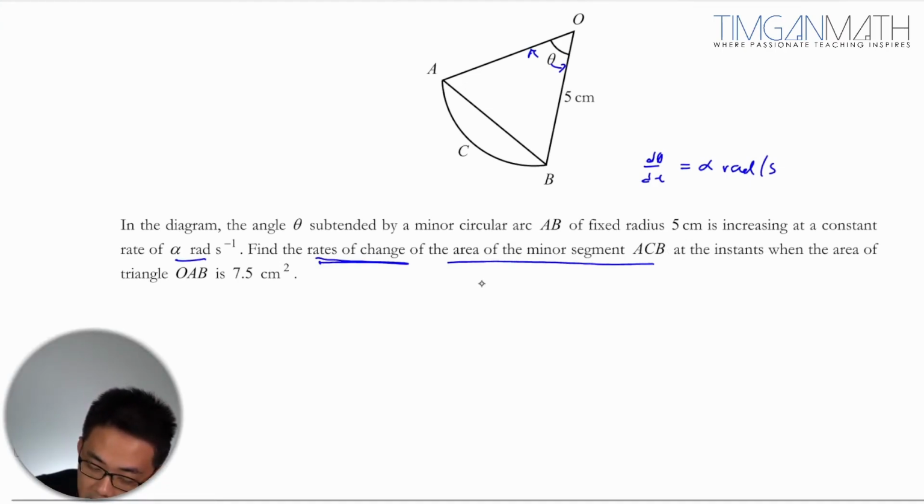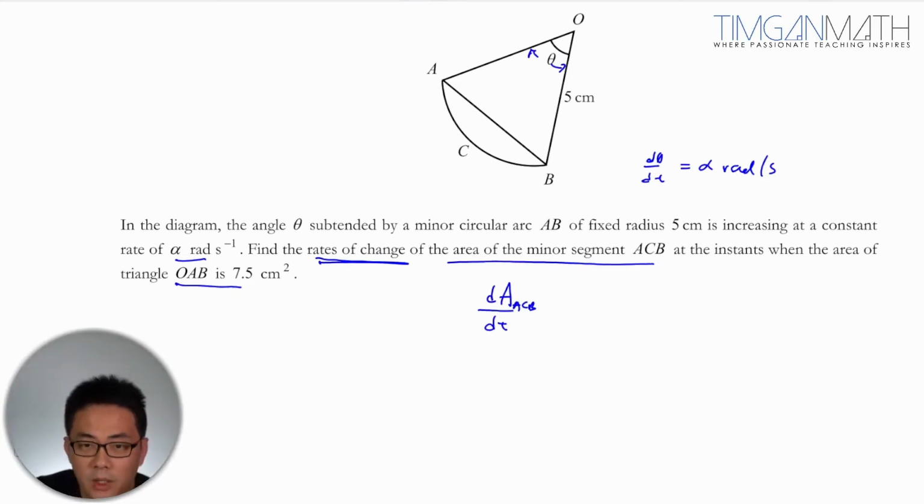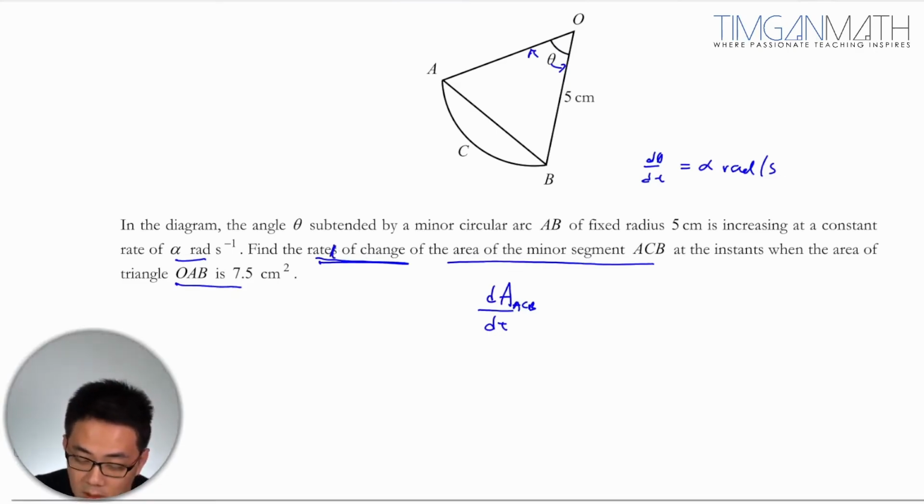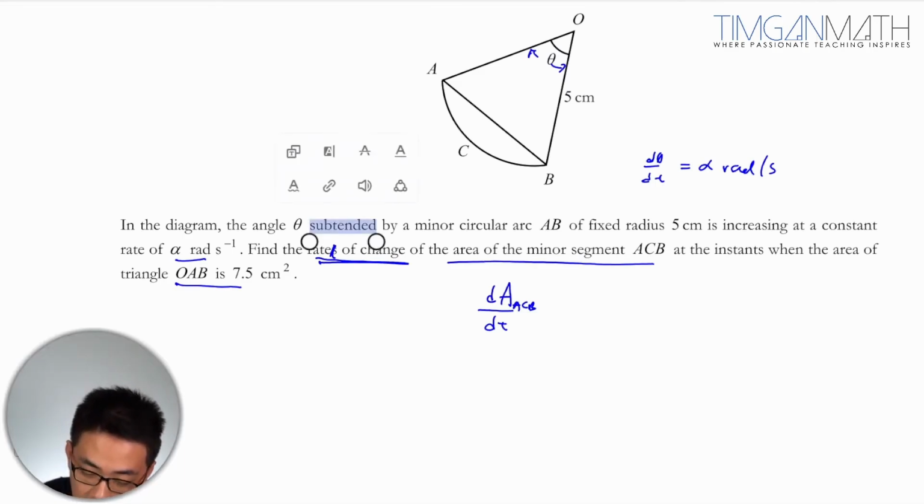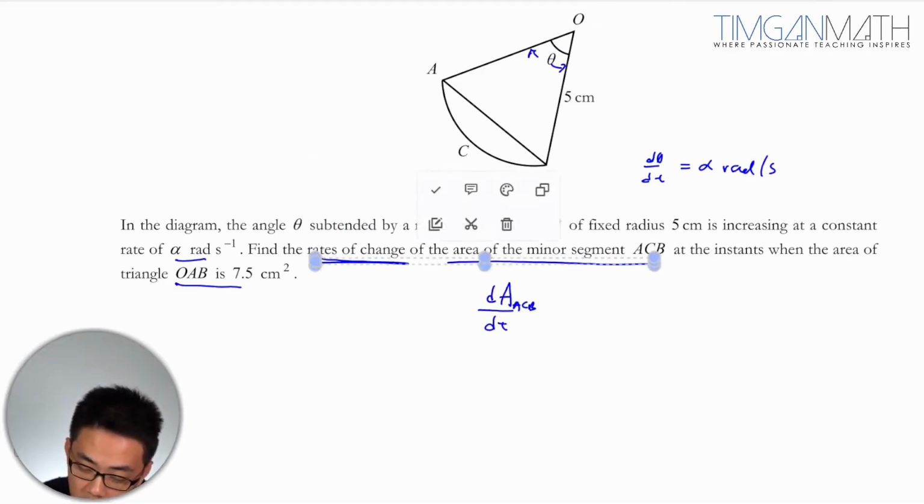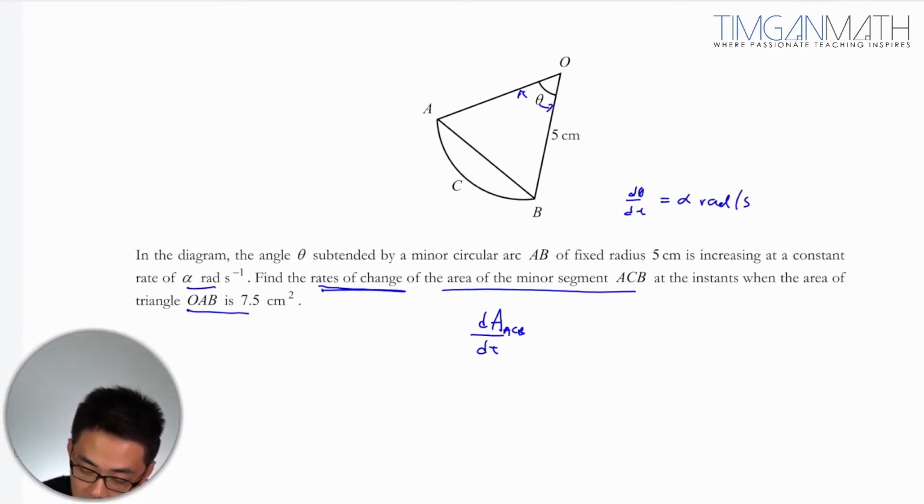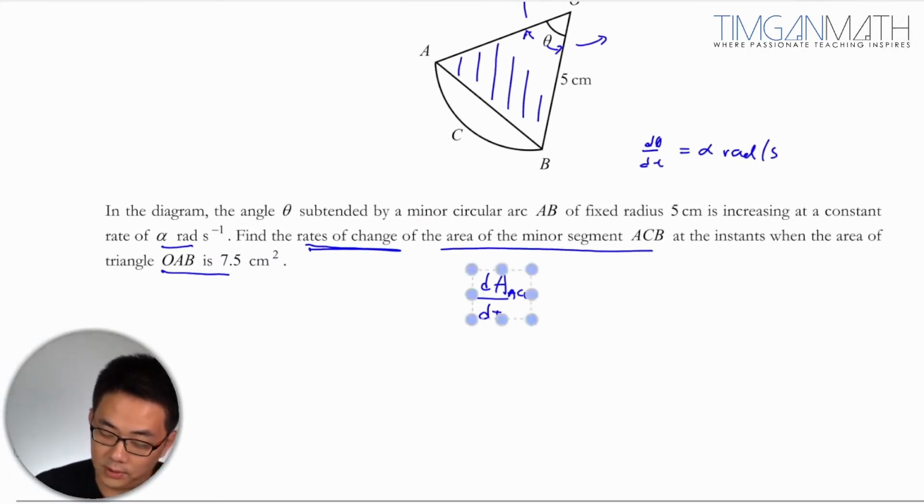So we want to find dA dt of ACB at the instant when the area of triangle OAB is 7.5. The typo here shouldn't be 'rates', just one rate. Get it? So there are two values involved, because as you increase theta, the area OAB changes, and we have two values which we need to find later.